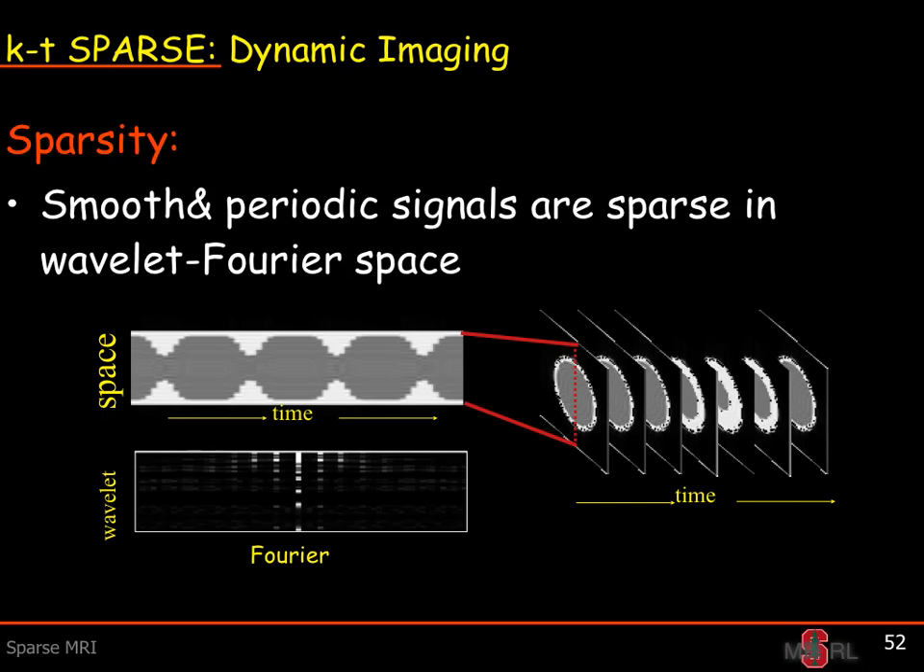We can also develop special acquisitions and reconstructions for dynamic imaging, for example, of the heart. That is, smooth and periodic signals are sparse in wavelet Fourier space. That is, you use wavelets in the spatial domain and Fourier transform in the time domain, because we're assuming that, for example, it's like a heartbeat that is regular, right? It beats once every second, something like that. So then we can use wavelets across space and then a Fourier transform across time, and that can give us sparsity in those two domains.